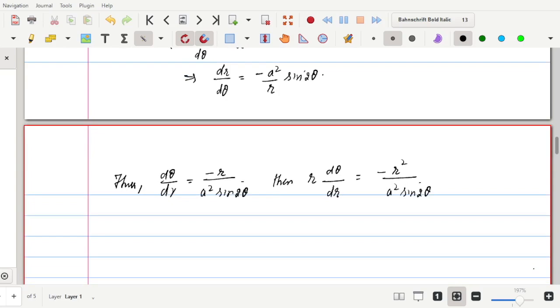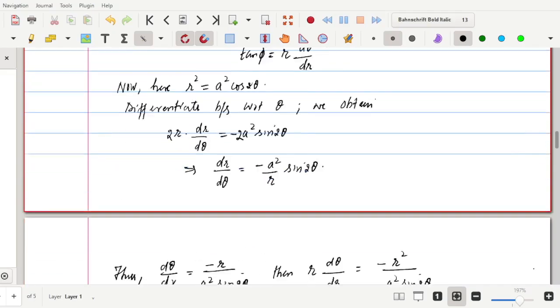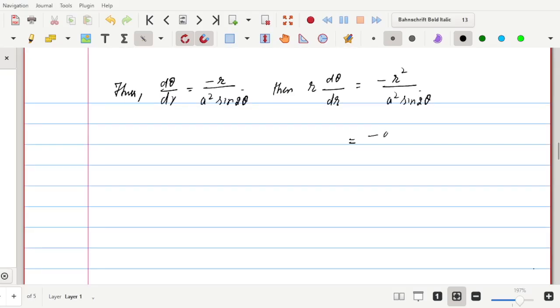Now r square was given, it was equal to a square cos 2 theta, so we can use that value here. So this is minus a square cos 2 theta divided by a square sine 2 theta. Now a square is cancelled, and we get simply minus cot 2 theta. But we know that minus cot 2 theta is equal to tan of 2 theta plus pi by 2. Therefore the value of r d theta by dr is equal to tan of 2 theta plus pi by 2.